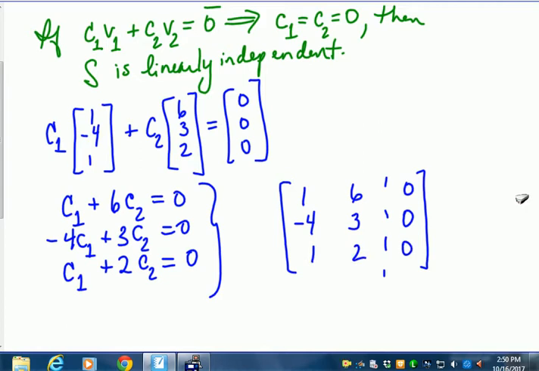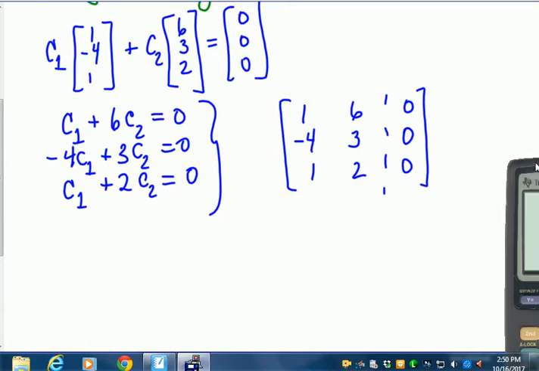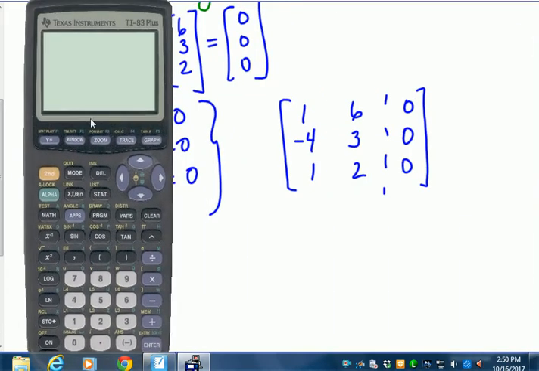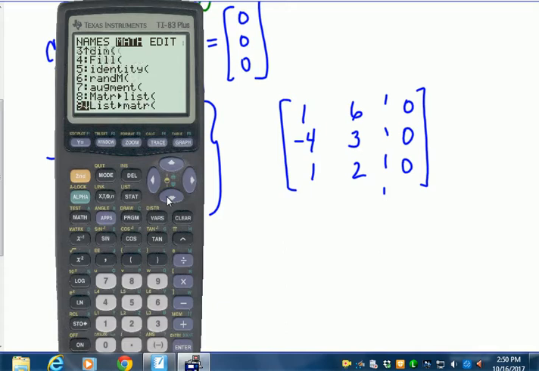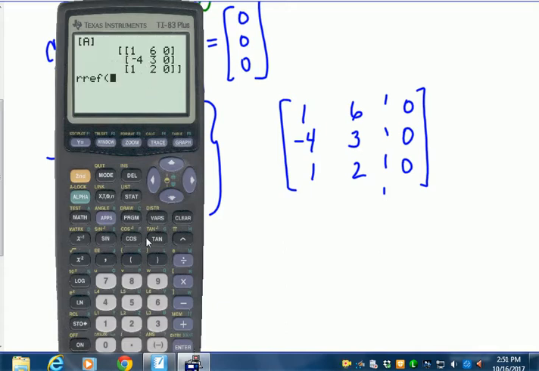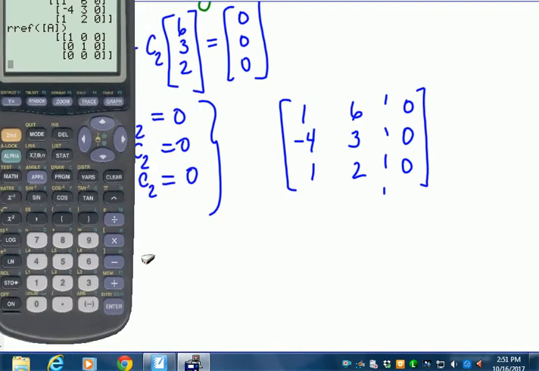and 1 and 2 are the coefficients in the final row. Now, since we're allowed to use the calculator because we proved in the first test that we're really good with row reduction by hand, I've already programmed this in. Watch, I'll prove it. I already programmed A into the calculator. There's A. All I have to do is go to row reduced echelon form and put A in there. Sure enough, it gives me back this matrix row reduced.